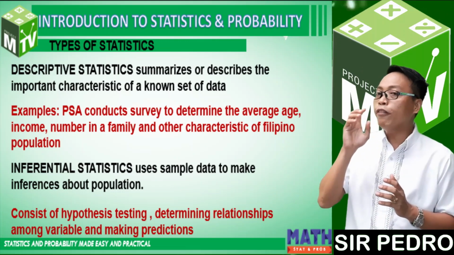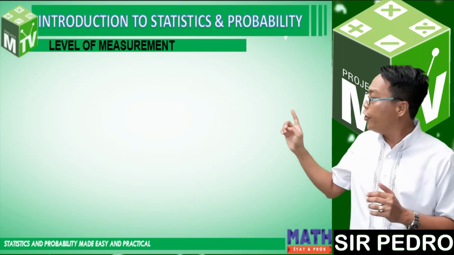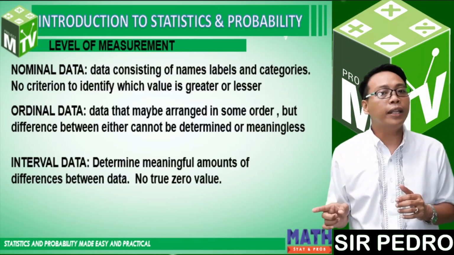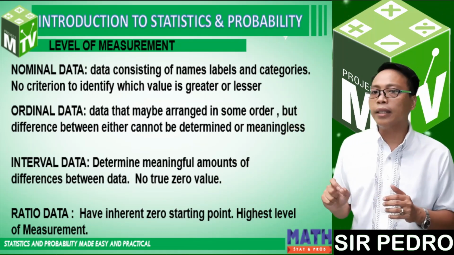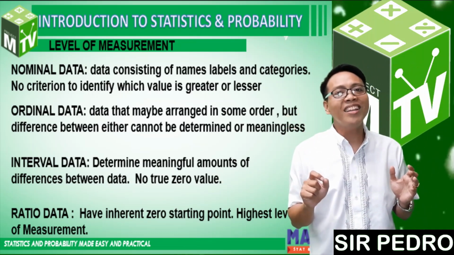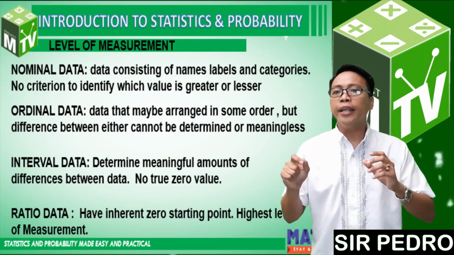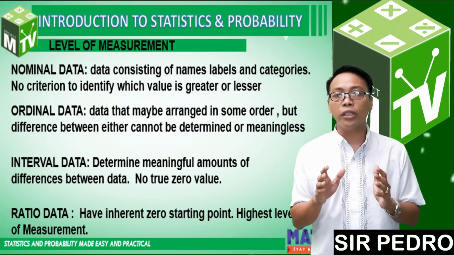We also have 4 levels of measurement. We have nominal data, ordinal data, interval data, and ratio data. Nominal and ordinal data are data for qualitative variables. Nominal data are data consisting of names, labels, and categories.